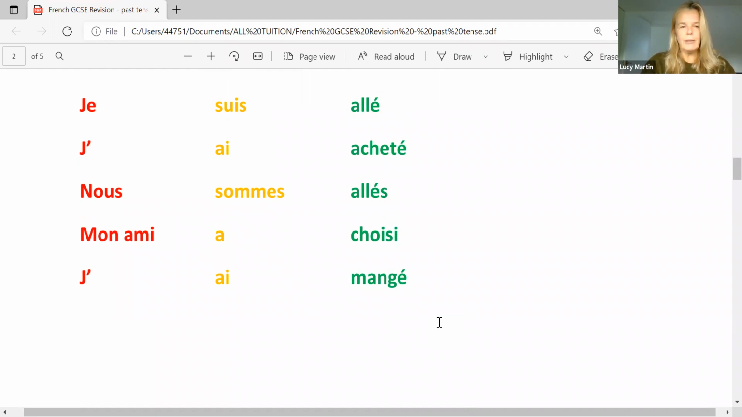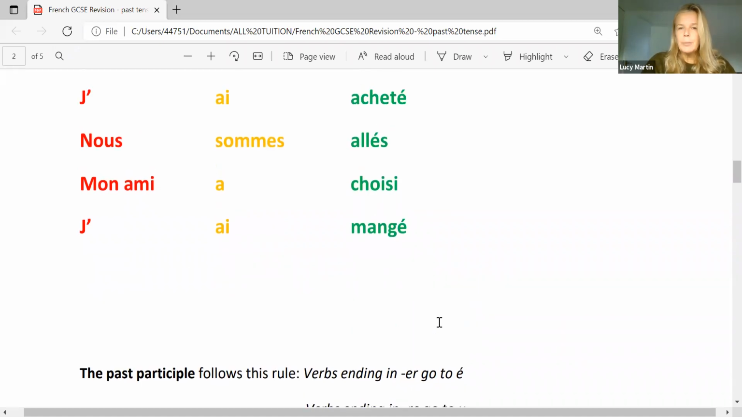The red will always be, in this lesson today, the person. In orangey yellow, you'll see the auxiliary. And in green, you'll see what we call the past participle. Past participle is the actual verb that you're doing. So in the first example, you went. Je suis allé, I went. J'ai acheté, I bought. Nous sommes allés, we went. Mon ami a choisi, my friend chose. J'ai mangé, I ate.